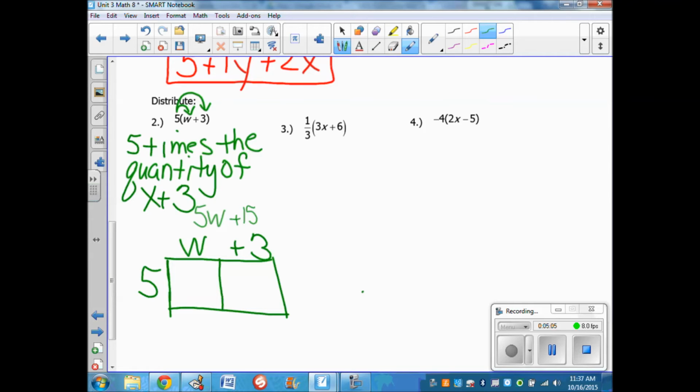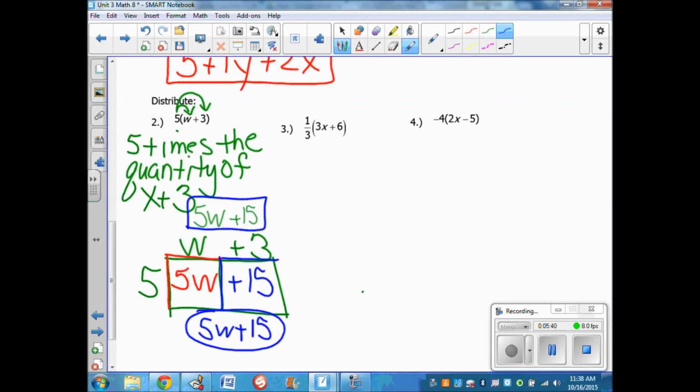Area is length times width. So what's the area of the box on the left here? I have a length times a width. What's 5 times w? It's 5w. Now let's find the area of the box on the right. The length is 5 and the width is 3. 5 times 3 is 15. Isn't that what we just got up above? 5w plus 15. So it gives you a little visual if you like that.